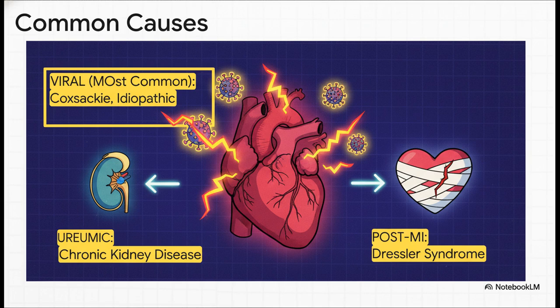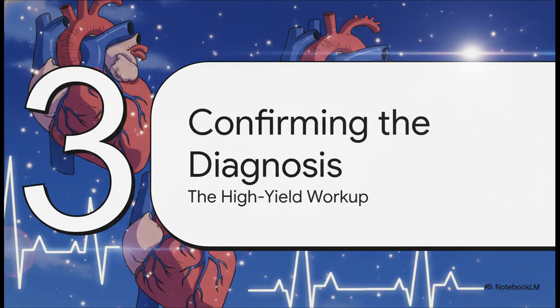Coxsackie virus is the classic bug they love to test. In fact, a ton of cases just get labeled idiopathic, which really just means we're pretty sure it's viral, but we haven't proven it. Now, you also got to keep a few other high-yield causes on your radar. Uremic pericarditis in your chronic kidney disease patients, and of course, Dressler syndrome, which can pop up weeks after a heart attack.